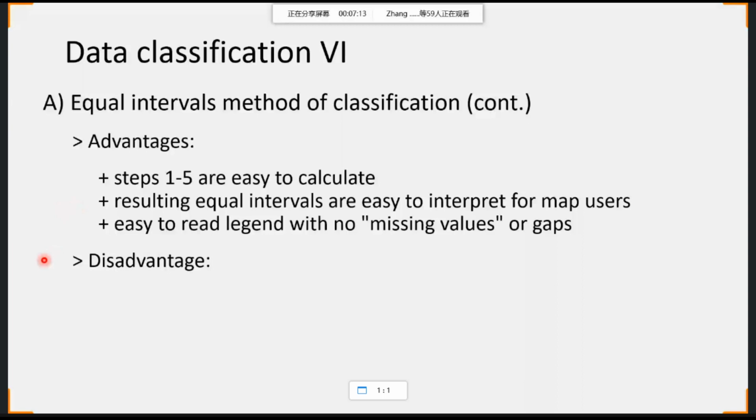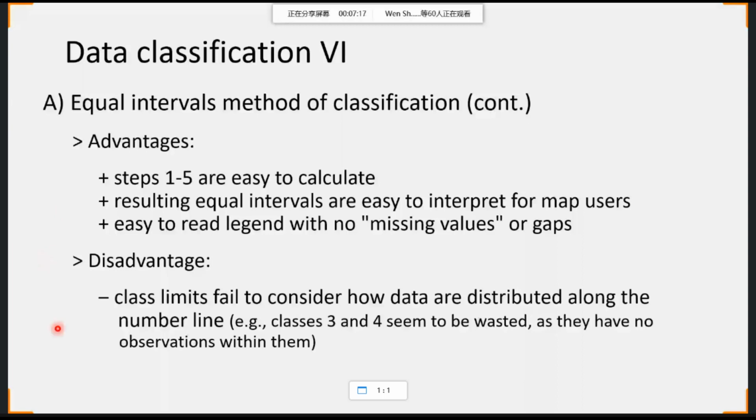The disadvantages are class limits. This is the main disadvantage. Class limits fail to consider how data are distributed along the number line. So these 2 classes I just mentioned, classes 3 and 4, are kind of wasted because there is no observation, no county in these 2 classes.